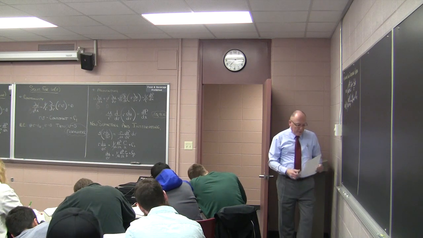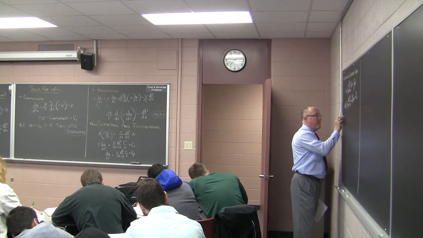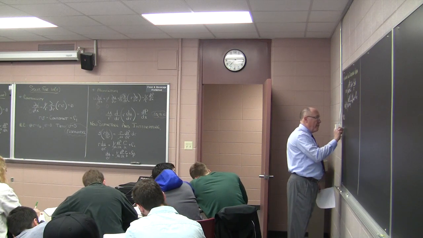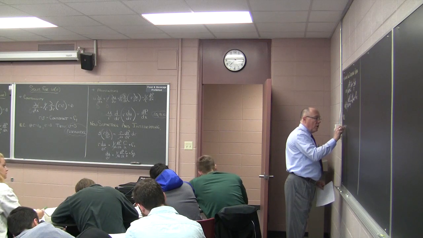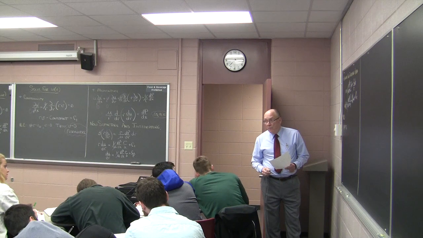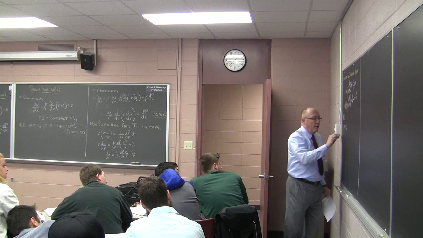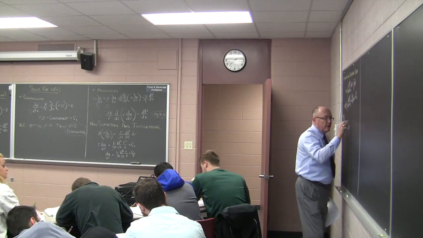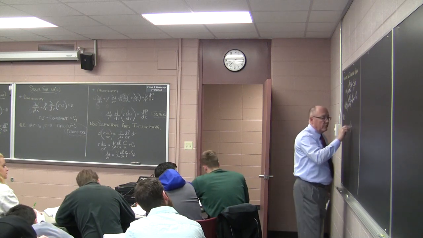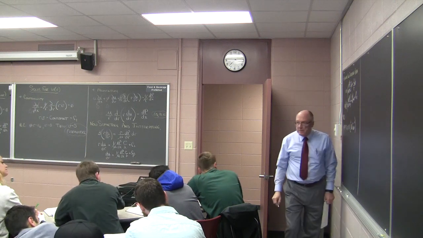Now we need to apply our boundary conditions. Boundary condition number 1: at r equal r sub 0, what is u? Zero. That's the, what do we call it? The no-slip condition. In other words, it's stuck to the side.